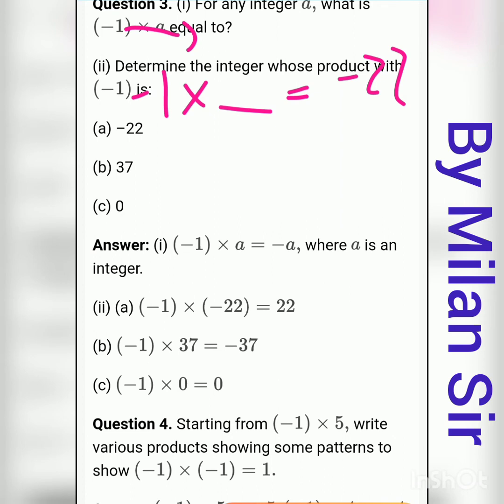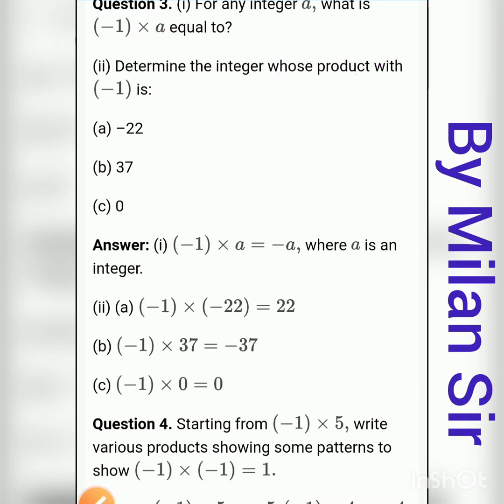Okay, so it's very easy. That means if you want the answer 22, here 1 is already there, so simply we need to put here 22, right? Because 22 ones are 22, plus minus minus. Alternatively, we need to put here 22.